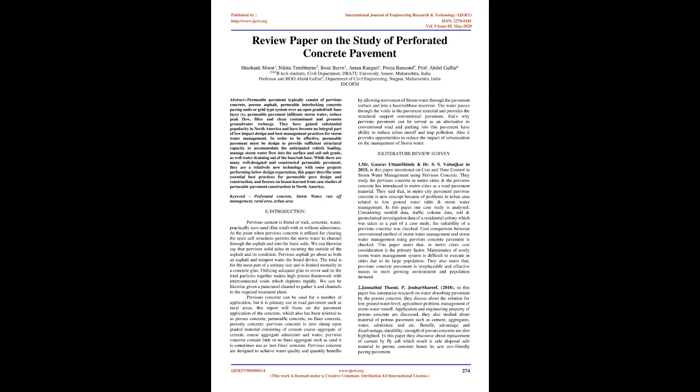Introduction. Pervious cement is a blend of rock, concrete, water, practically zero sand, fine aggregate, with or without admixtures. When pervious concrete is utilized for paving, the open cell structure allows the storm water to filter through the pavement and into the underlying soils. We can likewise say that pervious concrete aids in protecting the surface of the pavement and its condition. Pervious pavement acts as both a pavement and a storm water management device.